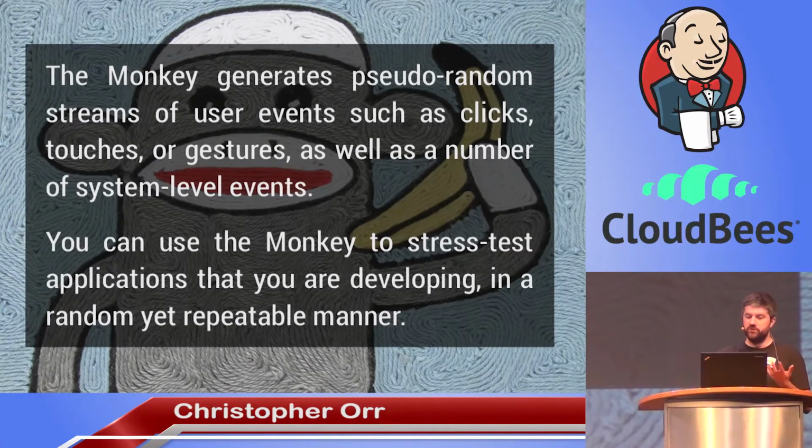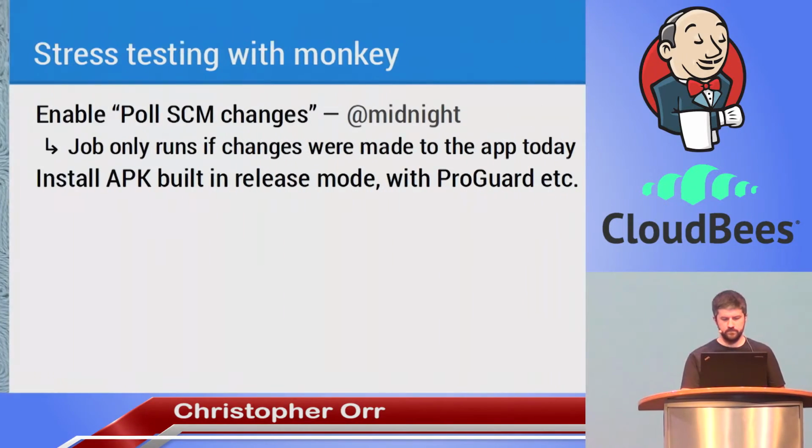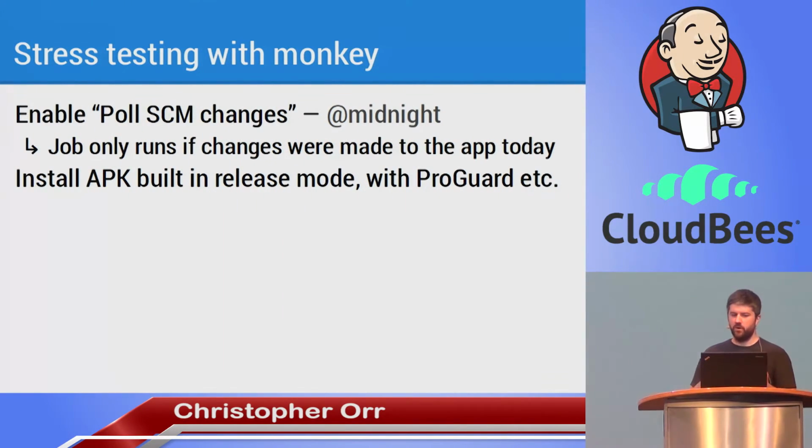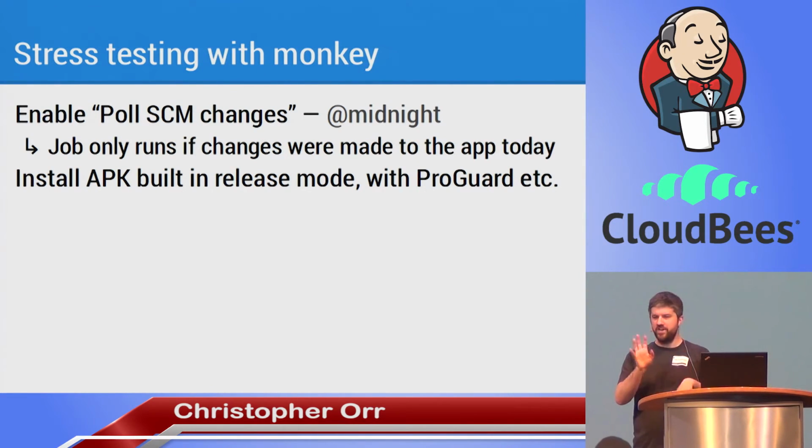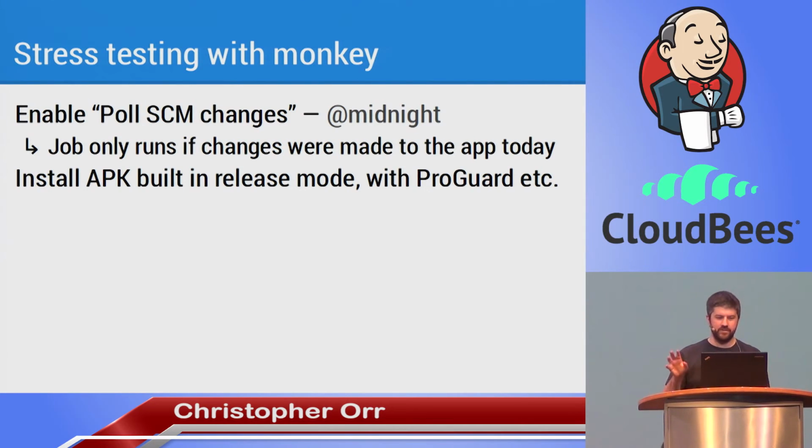So one thing you can do is to run this Monkey stress test, for example, nightly. What I often do is run a stress test nightly. So I say, Monkey, please just send random events to my app for half an hour or whatever. I run this once per night. This is really easy to do with the pull SCM changes. You just set this to midnight or daily or whatever. So the job doesn't run every day because there's no need for it to. It only runs if there are changes during the day.